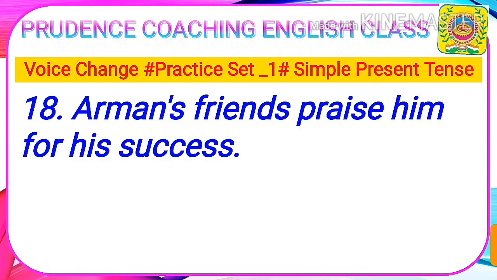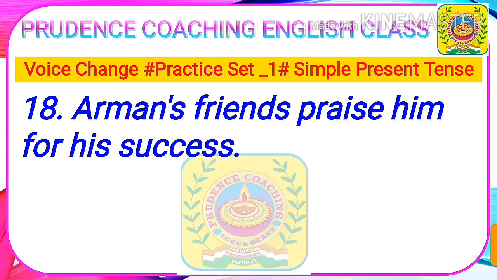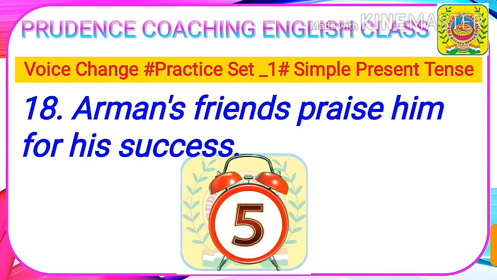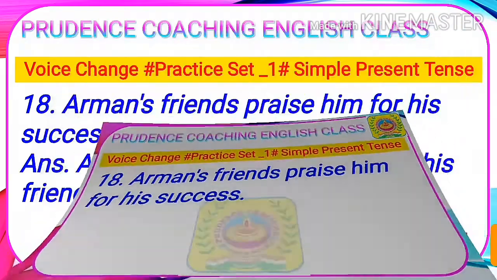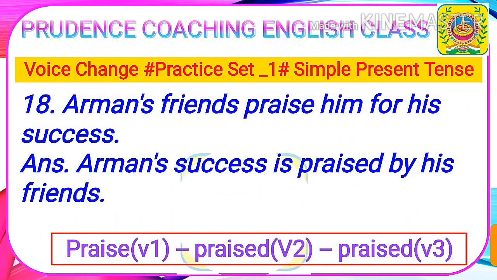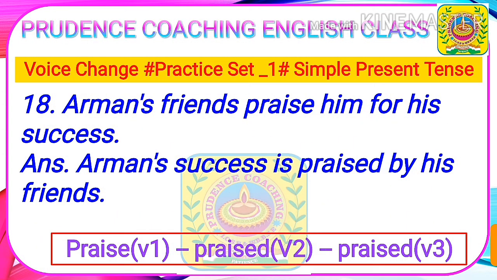Next one, number 18. Arman's friends praise him for his success. Time's up, students. Let us check the solution. As you can see, this statement is given in active voice. So in passive voice, the statement will become Arman's success is praised by his friends.